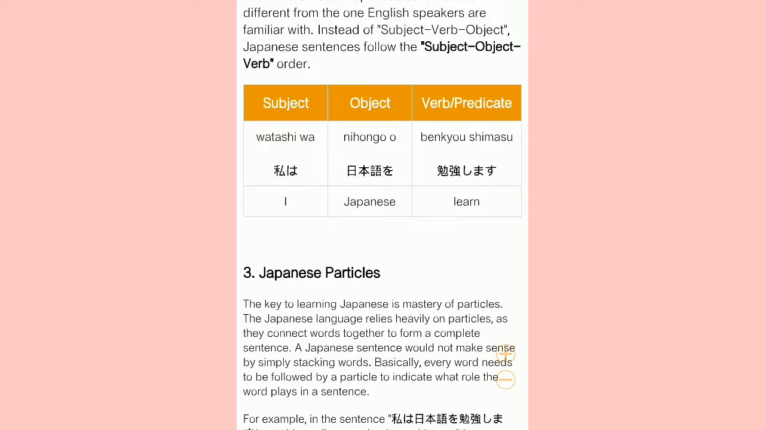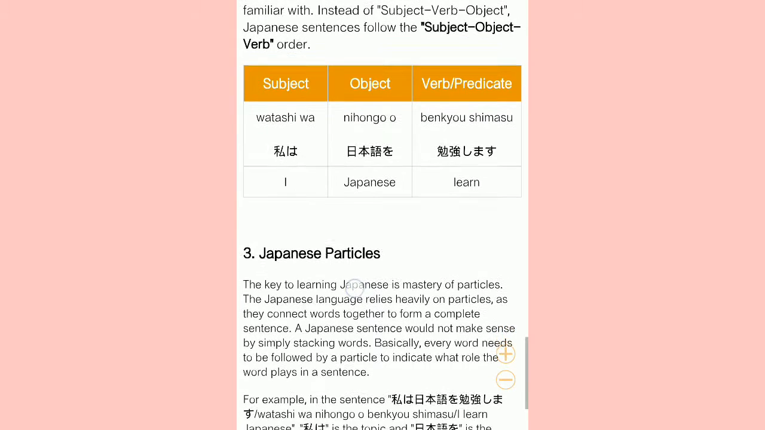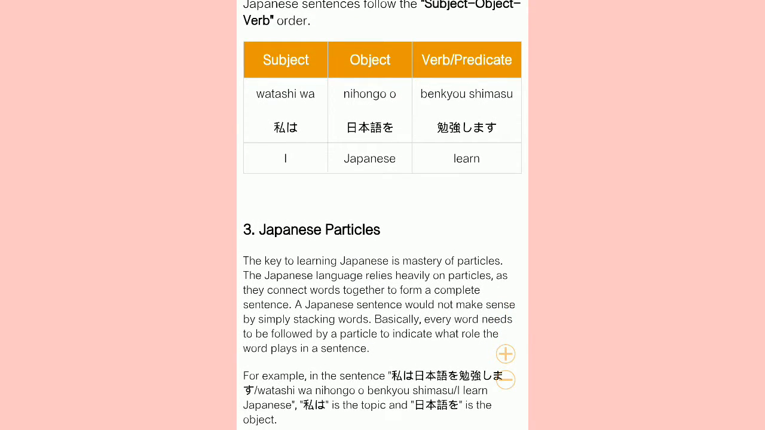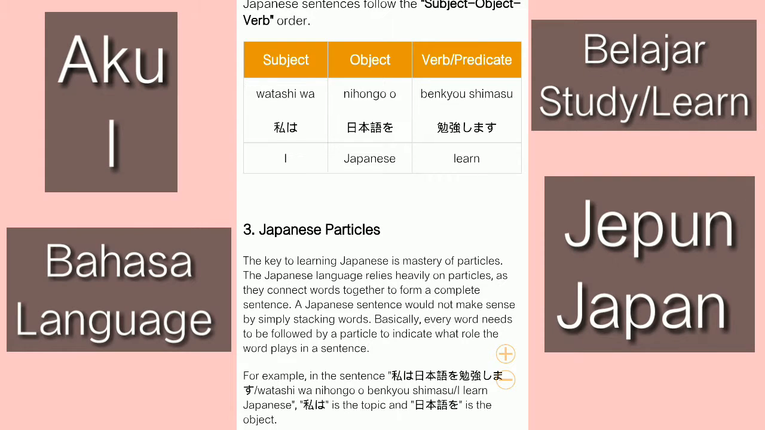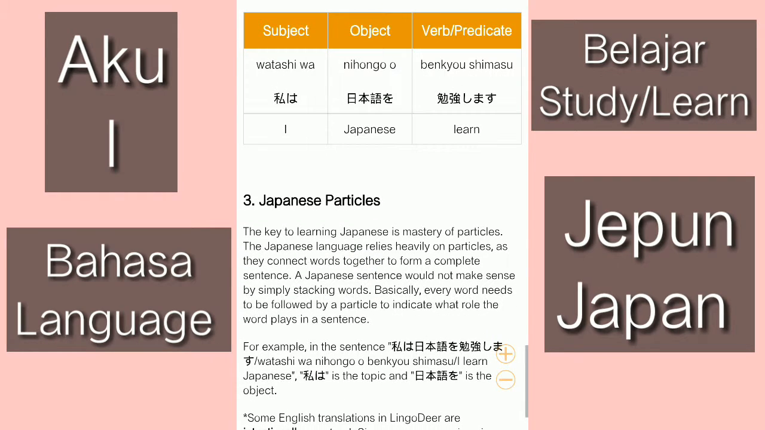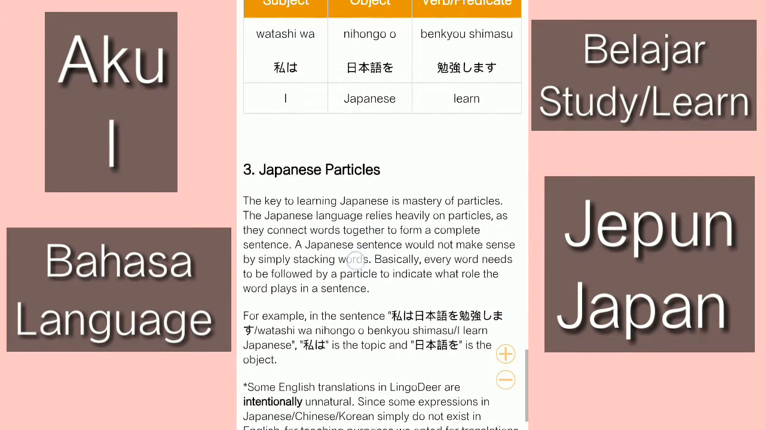So it's a bonus for me because I already learned Japanese. In Malay, aku belajar bahasa Jepun. It's similar to English. Aku, I, belajar, study, learn, bahasa Jepun, Japanese language.